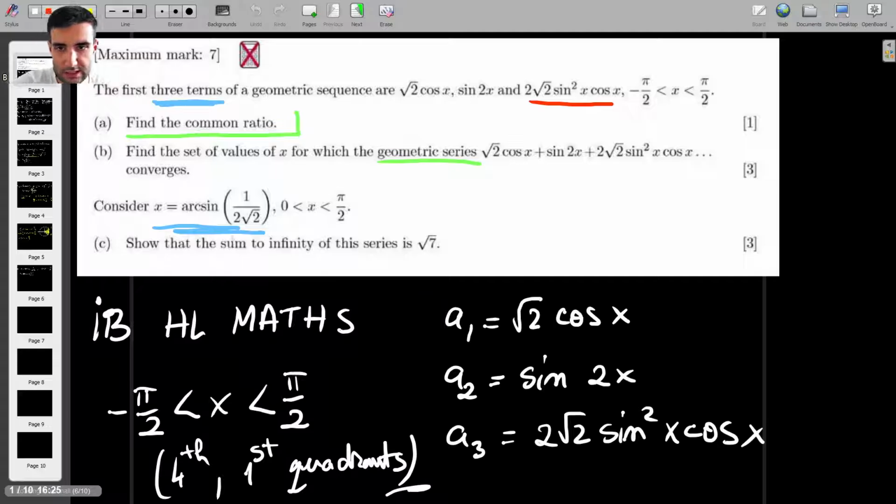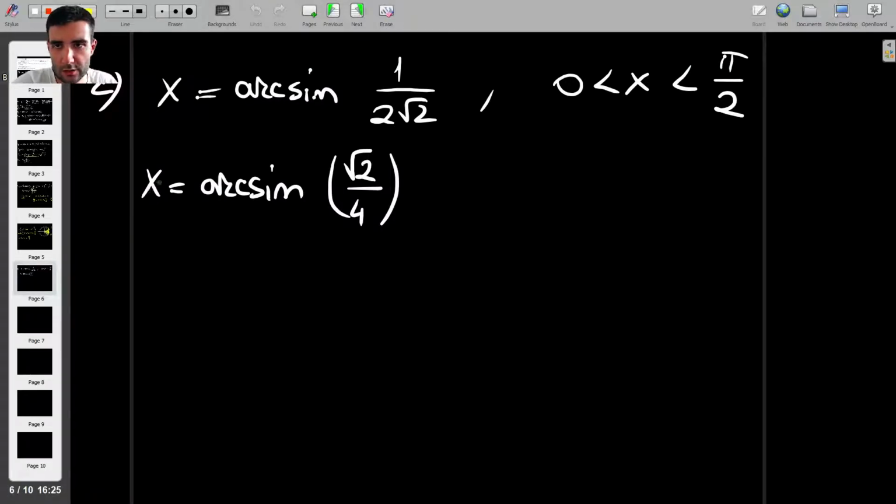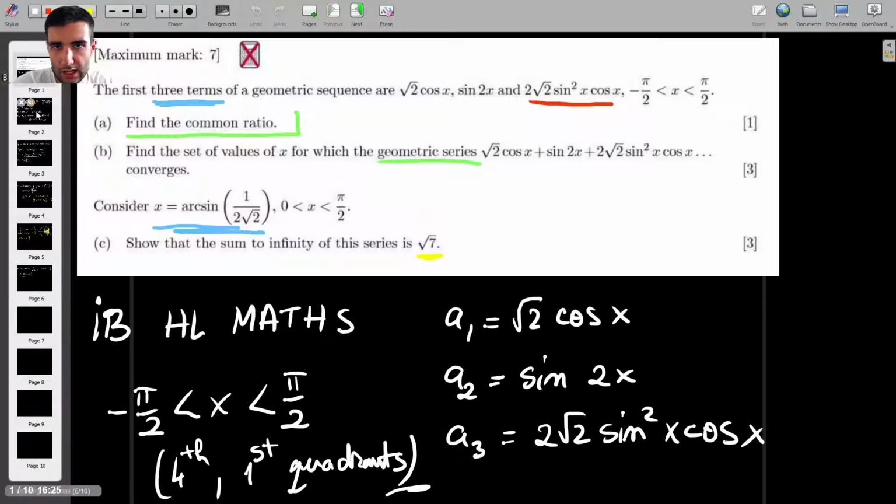The question asks us to show that the sum to infinity of this series is the square root of 7. In other words, we are going to take this value and input it here, and show that the sum is going to be square root of 7. So let's see what we then get.